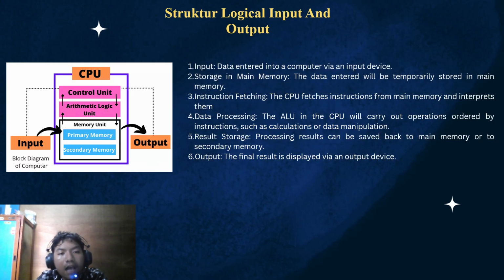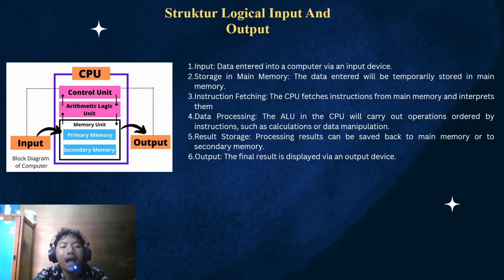And next, I will explain about structure logical input and output. The first, input. Input is data entered into a computer via an input device. And the second, storage in memory. The data entered will be temporarily stored in main memory. And the third, I will explain about the instruction fetching. The CPU fetches instruction from main memory and interprets them.